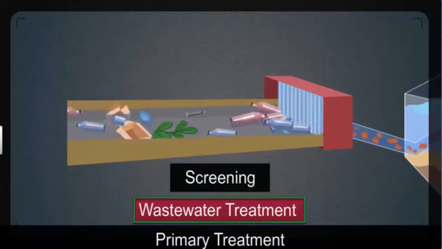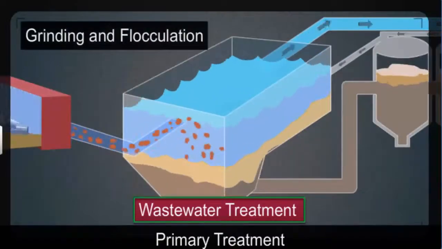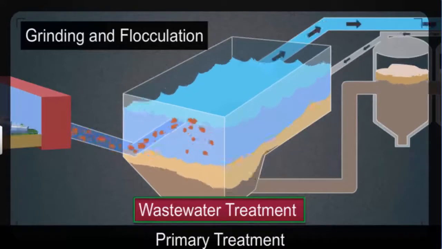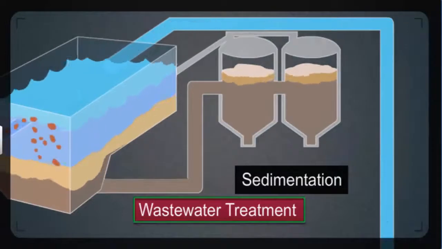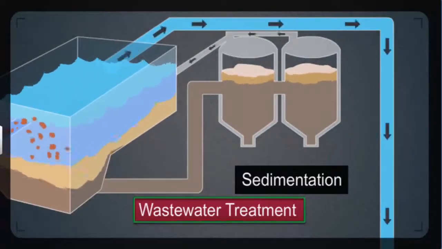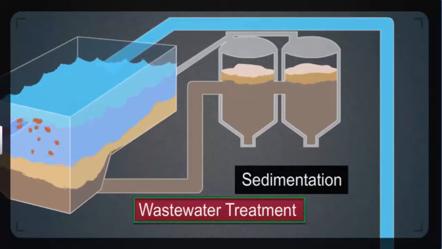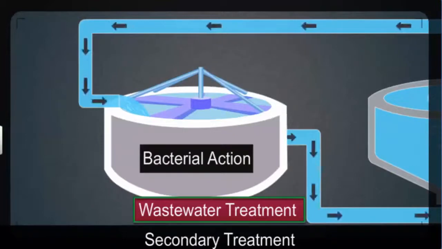Wastewater treatment begins by primary treatment, where screens are used to filter out large solid waste. This is followed by grinding the remaining waste so that the dissolved chemicals separate through the process of flocculation. Next, the water is allowed to stand in tanks so that the solid waste settles down and can be removed as sludge. The secondary stage of treatment involves introducing certain bacteria in wastewater.